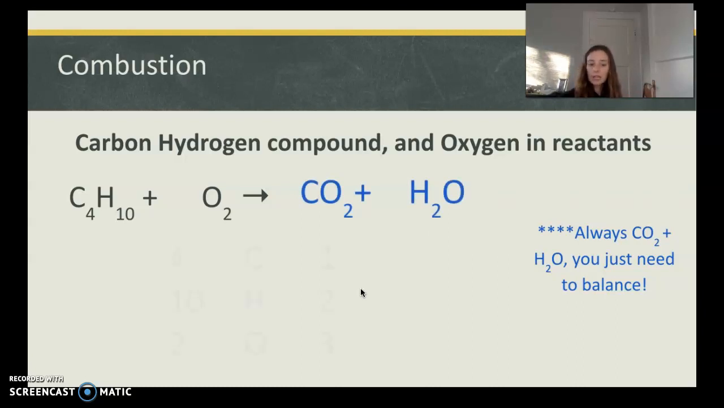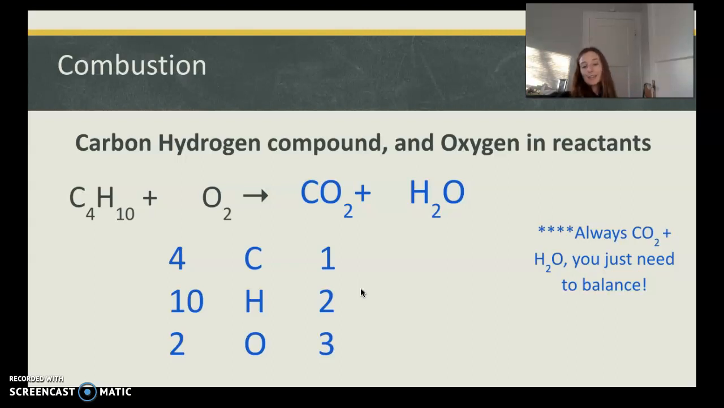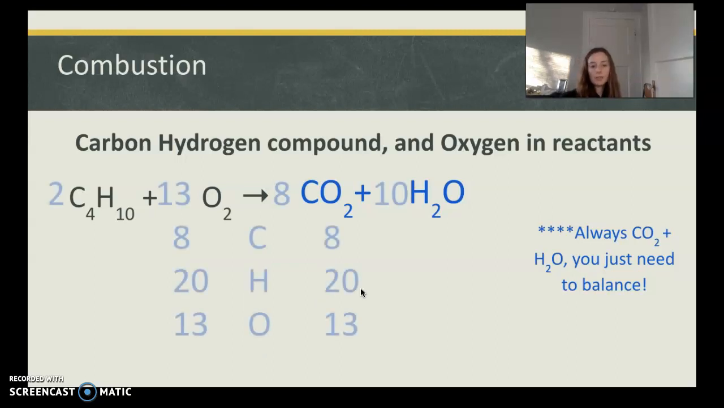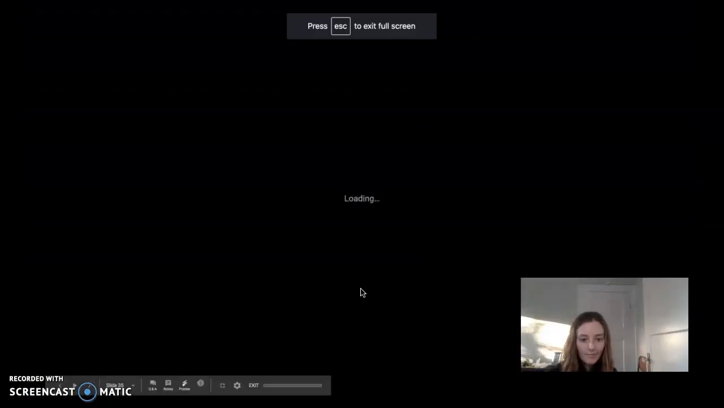This looks kind of scary to balance because I have like 10 hydrogens on the reactants, 2 on the products. Kind of crazy, but if you were to take your time and just add things little by little, follow our rules, you would get a few coefficients. So that would be your correct answer. So make sure this one is in your notes, and then we'll continue on.